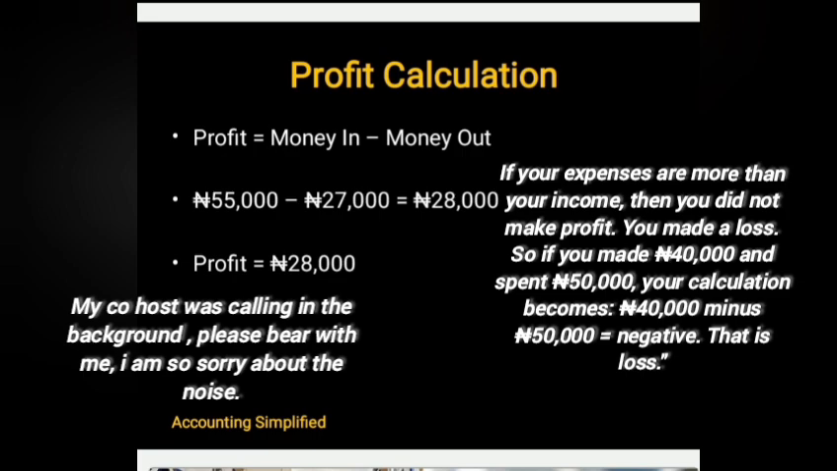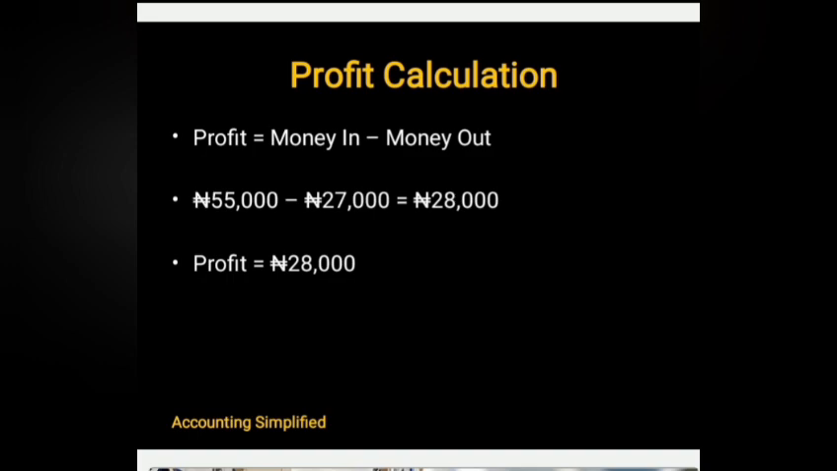If, for example, your expenses is 50,000 naira, that is money out, 50,000 naira, and the money you made so far from income from the sales is 40,000 naira. By the time you subtract 50,000 naira from 40,000 naira, you would have a loss of what? 10,000 naira. That's a loss.